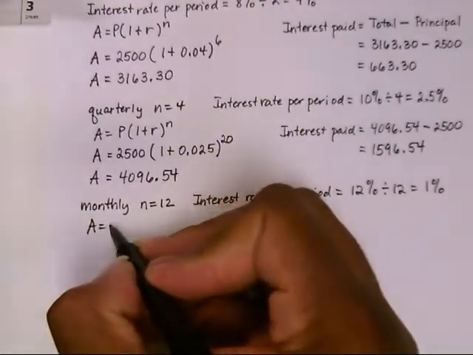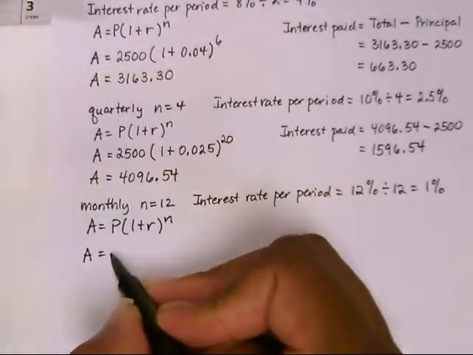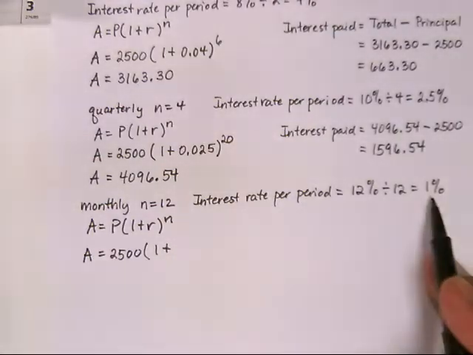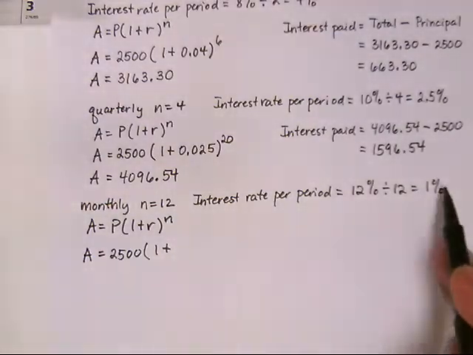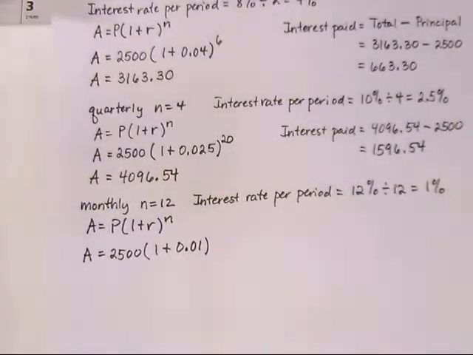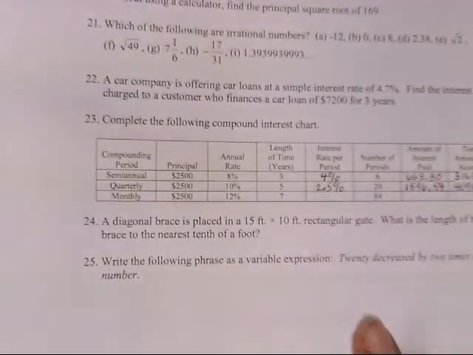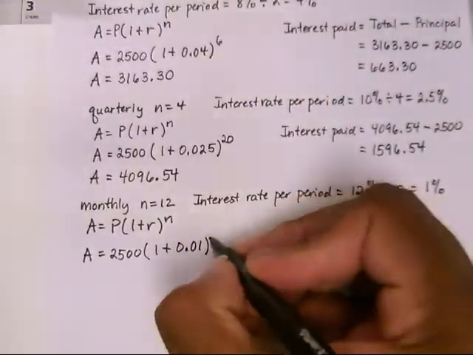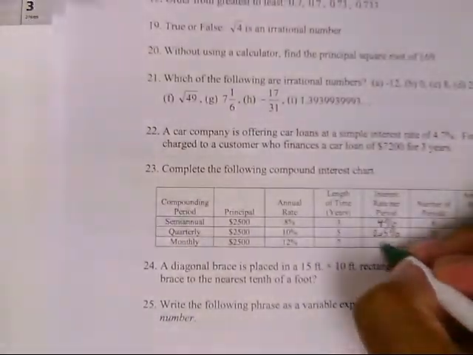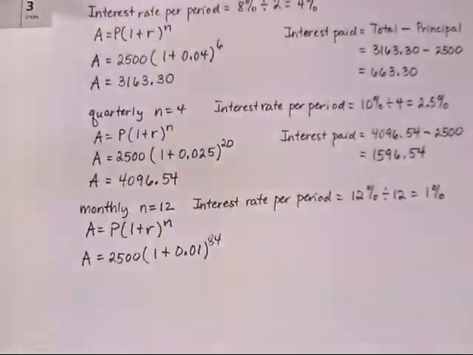So I'm still going to use that formula. A is equal to P times 1 plus R raised to the N. Your P is still $2,500 times 1 plus the interest rate per period, which is 1%, but 1% as a decimal will be 0.01. Raised to the N, that's the number of periods. Here, that's 84. That's given to you. And before I move on, calculate that interest rate per period, that goes here, 1%. So I'll just go ahead and fill that in.